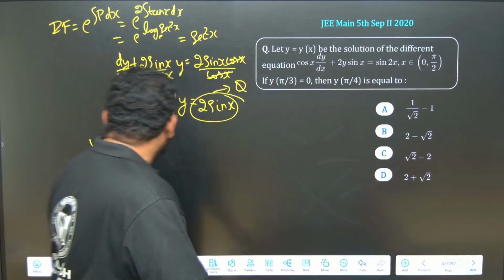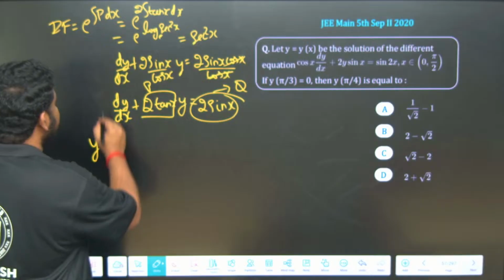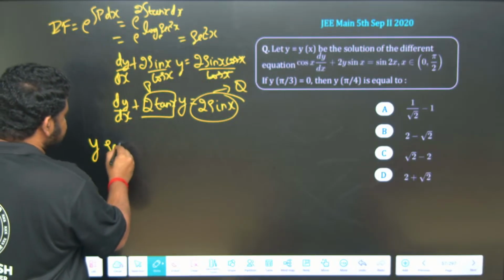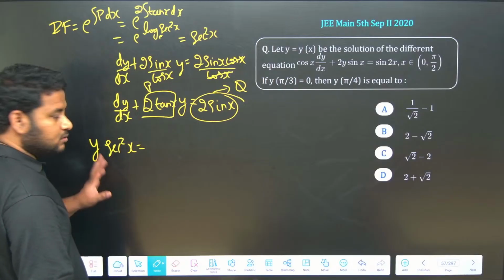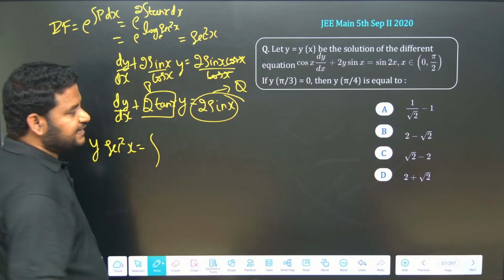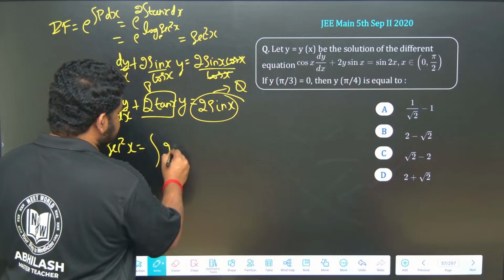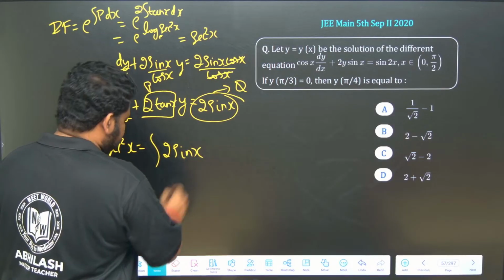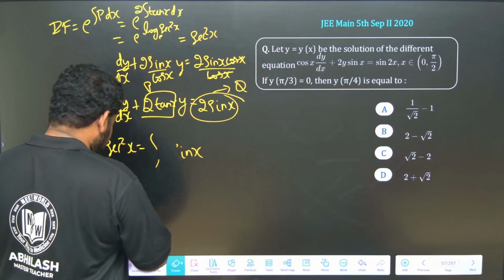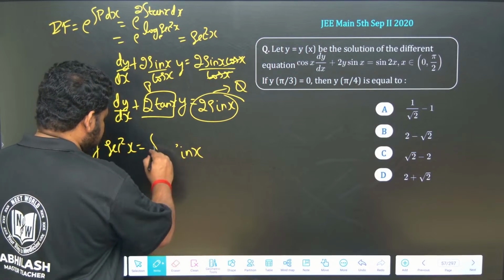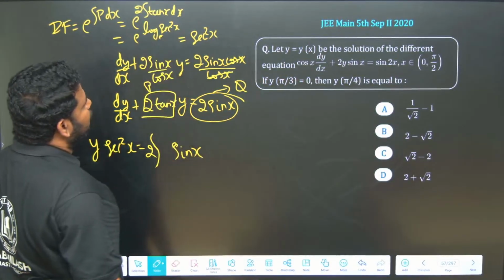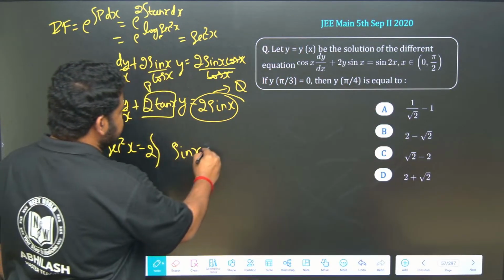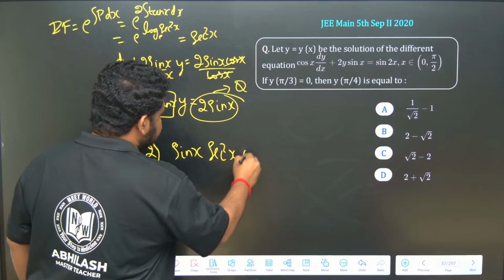So anyways, y into integrating factor is nothing but secant square x, and that is equal to the integral of Q into integrating factor. Q is what here? 2 sin x. Let me send 2 outside, not a problem at all because it's constant. So 2 sin x into the integrating factor. What is the integrating factor that we got? We got it as secant square x. So secant square x dx.